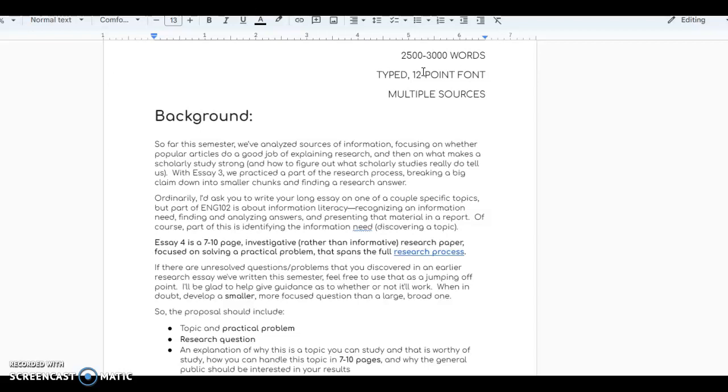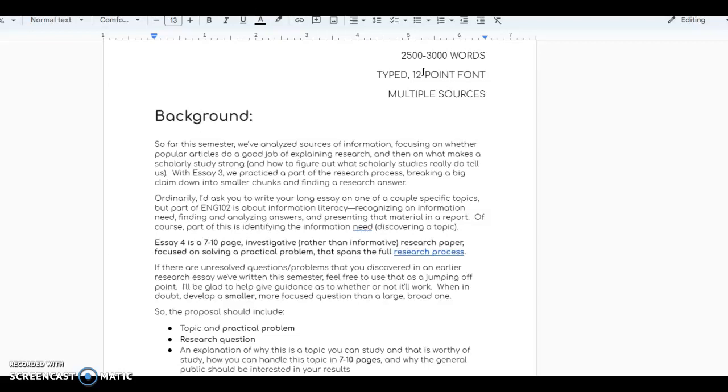Ordinarily, for a long research paper, I'd ask you to just write a long essay on one of a couple specific topics. But part of English 102 is about information literacy, right? It's about recognizing when you have an information need, finding and analyzing the answers, and presenting that material, in this case, in a written paper, written report. Okay, part of this is identifying the information need, i.e. discovering a topic. Okay, SA4 is, as I said, 7 to 10 pages.